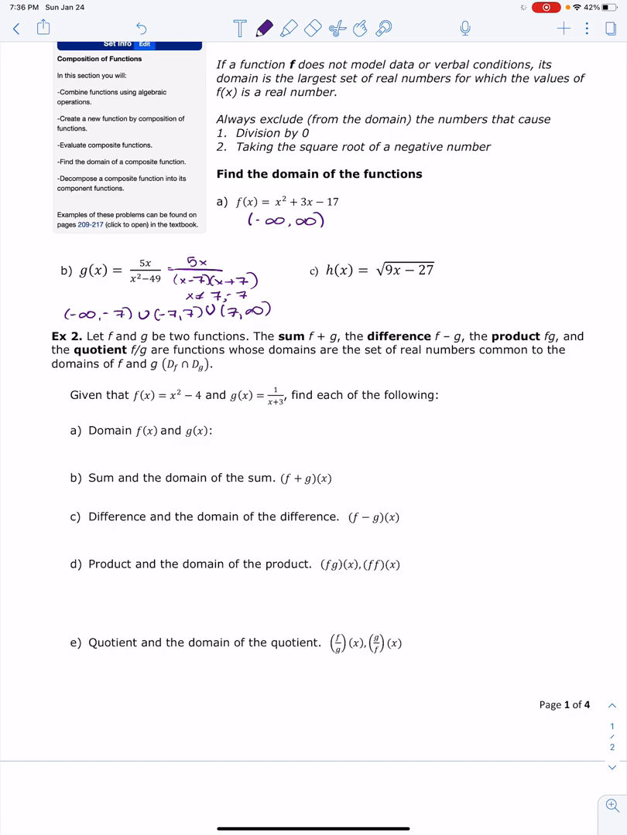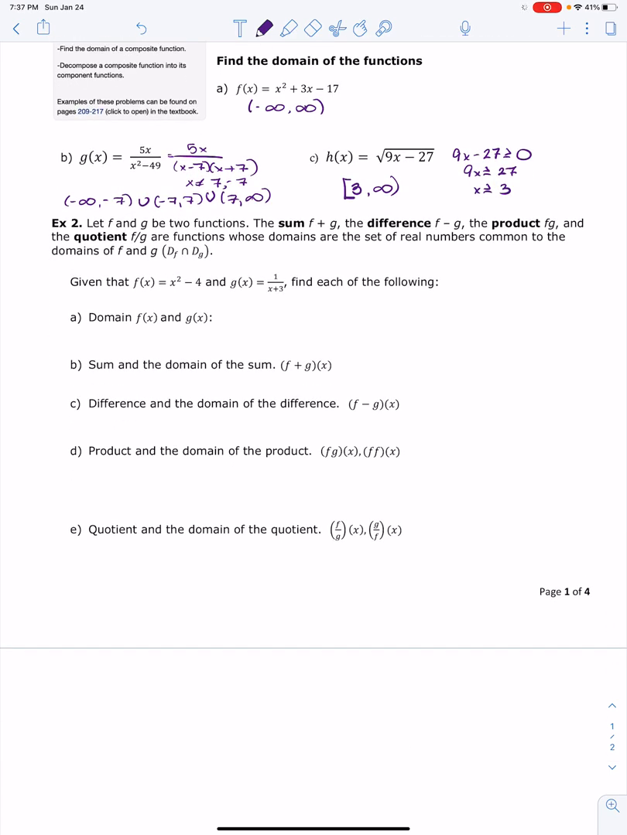H of x, we're looking at that situation where we've got the radical. We know we cannot take the square root of a negative. So we set this up so that we can solve for the x's that give us non-negative values. X here is greater than or equal to 3. So it's the interval from 3 to infinity. We can include 3, so we do have that square bracket on that value.